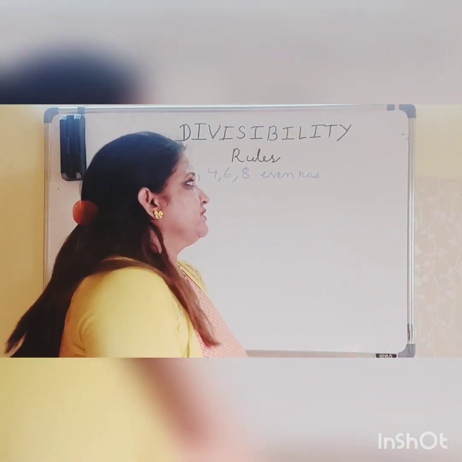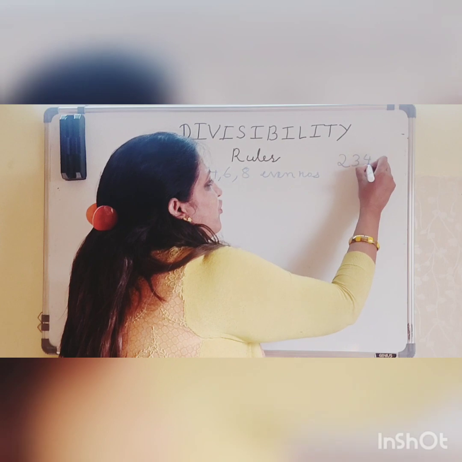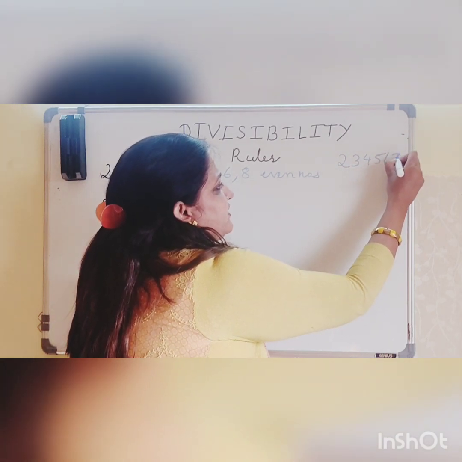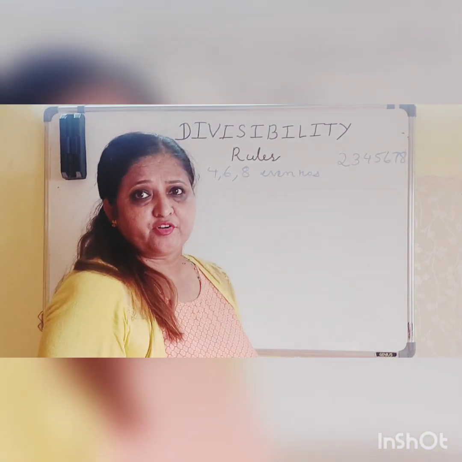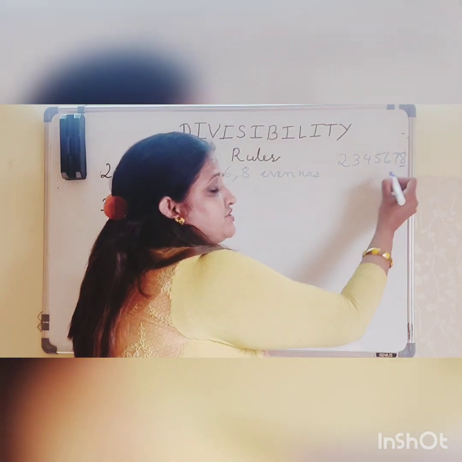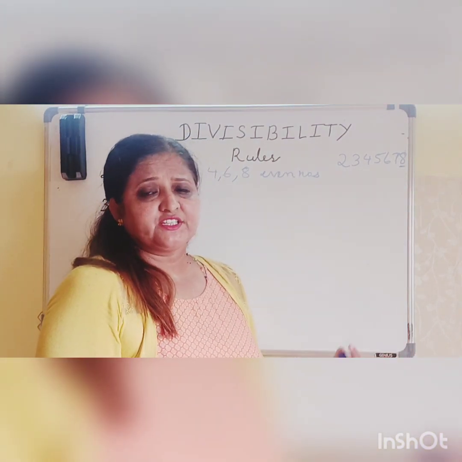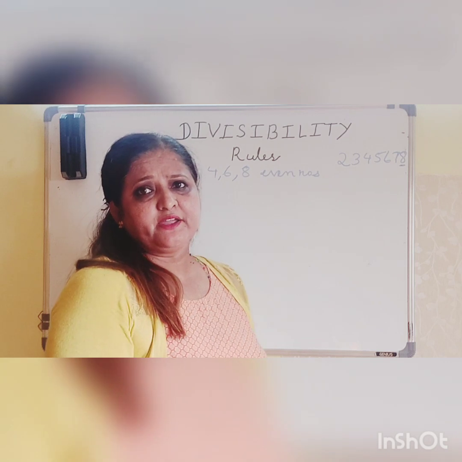Let me pick up one example. Suppose 2, 3, 4, 5, 6, 8, 7, 8. No matter how long the number is, you just have to look at the last digit. Last digit 8 is an even number, so the whole number will be divisible by 2.